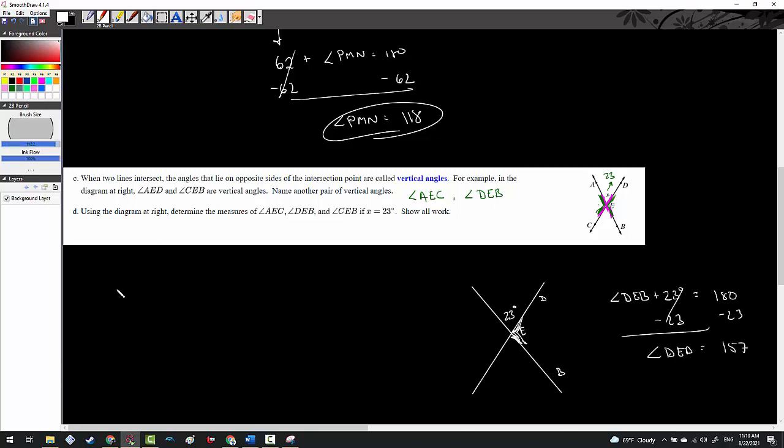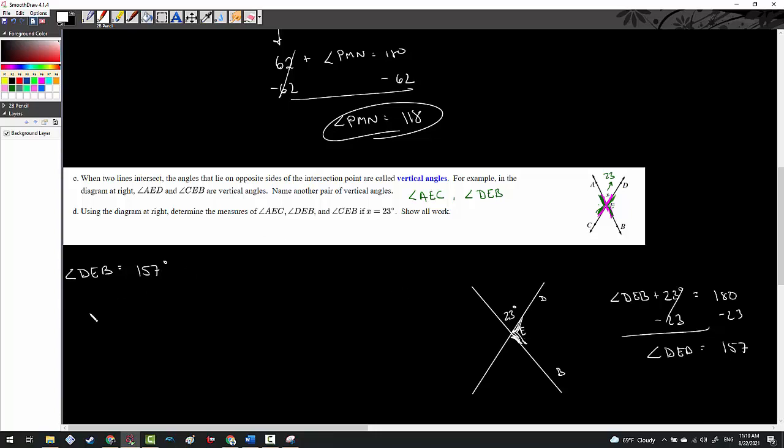So I'll go and write that. Oops, whoa, I hate when the program does that sometimes. When the pen gets really large, that will happen. So I'll say angle DEB is, not 23, sorry, 157 degrees. Cool, so we have that down.